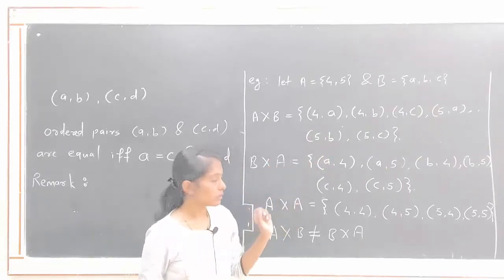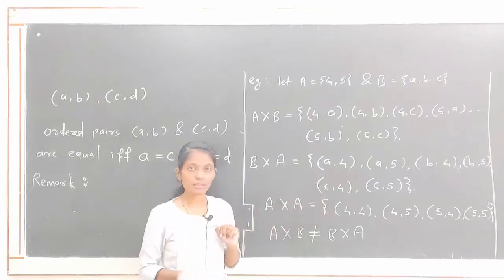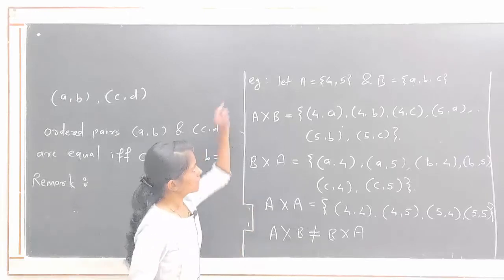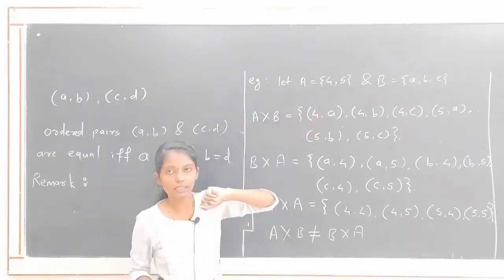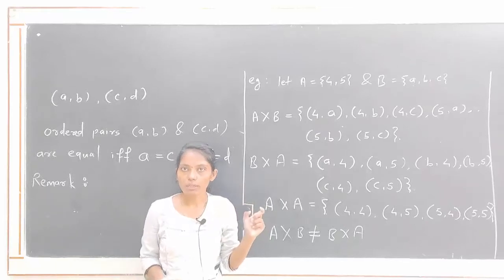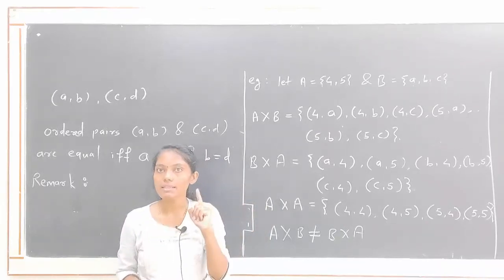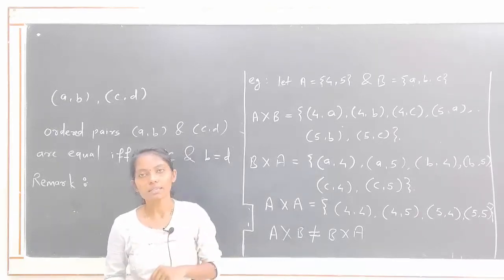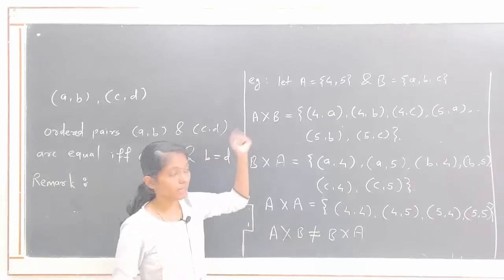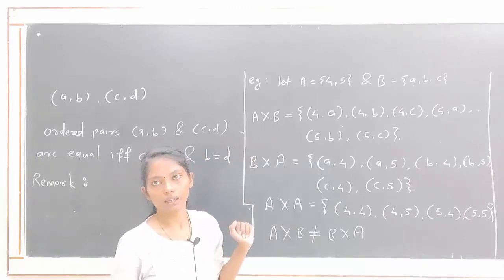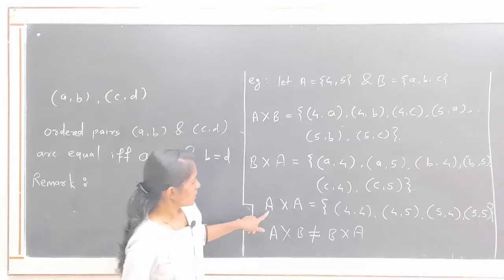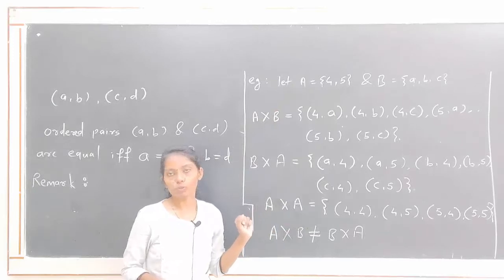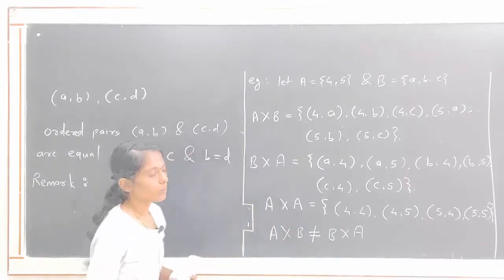Right? So here similarly B cross A also contains 6 elements and A cross A contains 4 elements. So see here A contains 2 and B contains 3. So Cartesian product contains 2 into 3, that is 6 elements. So that means if set A contains m elements and set B contains n elements, then Cartesian product contains mn elements. Okay. See here again here A contains 2 elements. A cross A contains 2 into 2, 4 elements. Get it this? So write down remark.